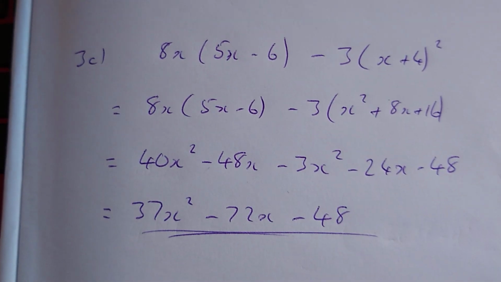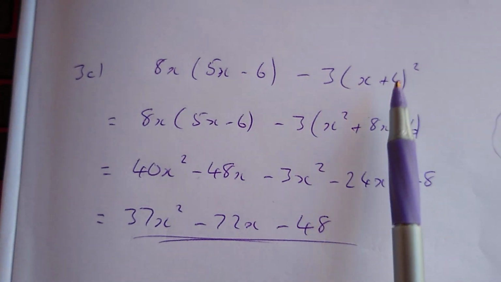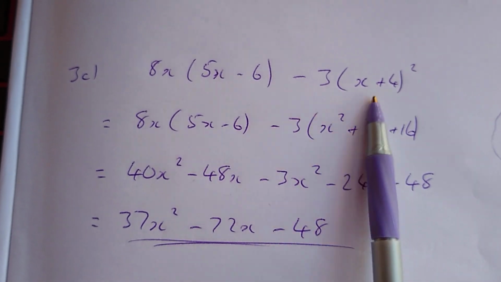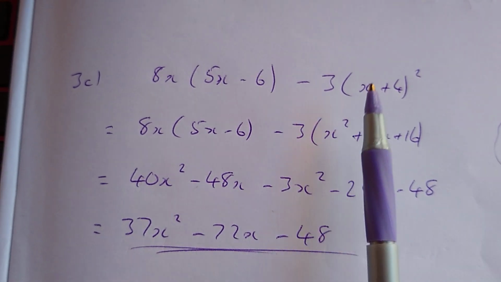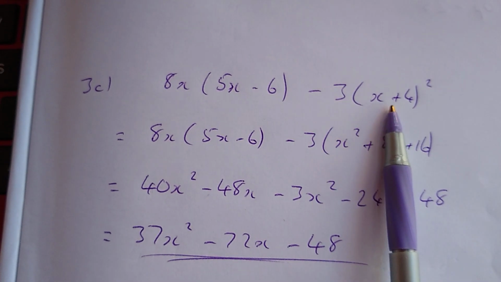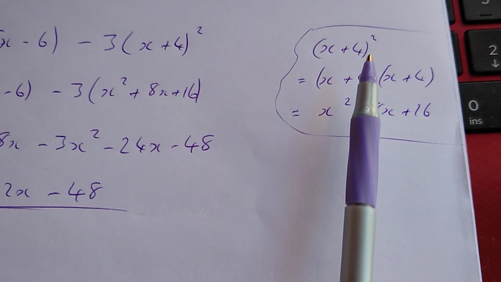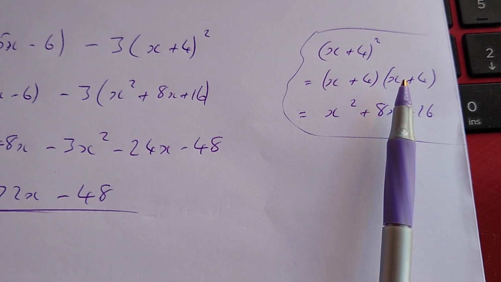Question 3c. So again, I've written down a question here. Now this might be causing a little bit of trouble. If we square this bracket, we do not get x squared plus 16. So that may be causing a little bit of trouble for one or two of you. Remember, bracket squared means everything in the bracket multiplied by itself. So we need to do bracket multiplied by bracket.